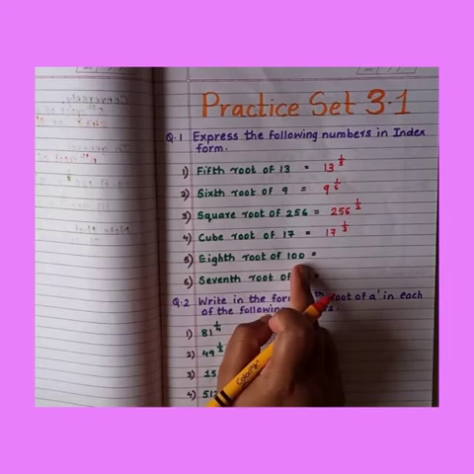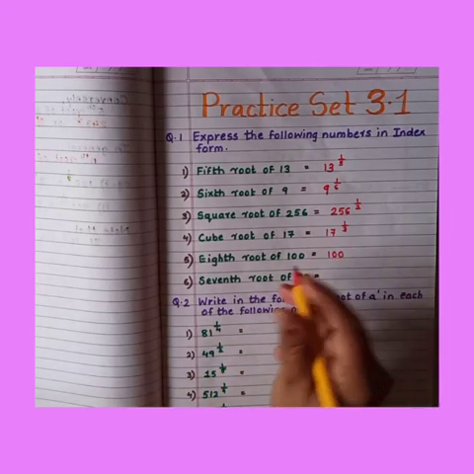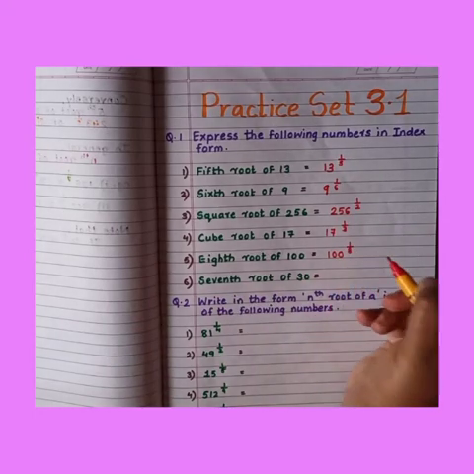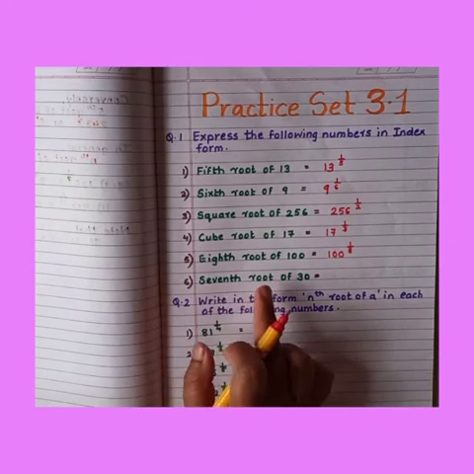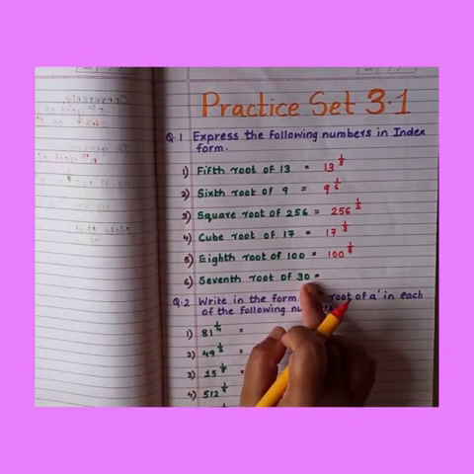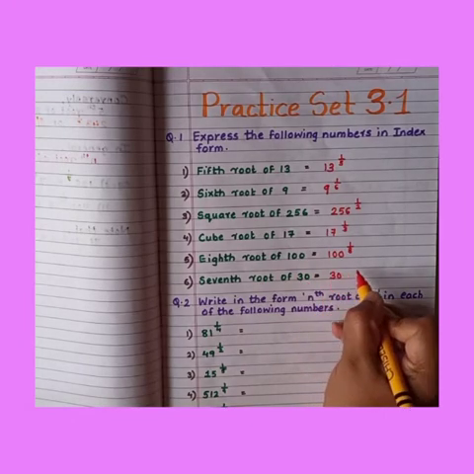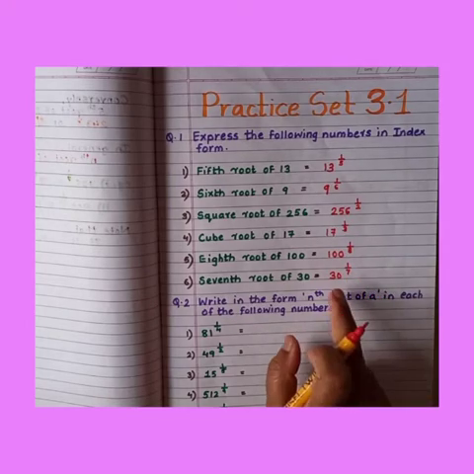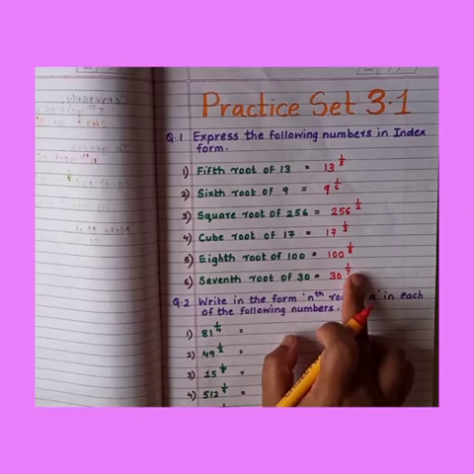8th root of 100. So, first 100. 8th root, that means raised to 1 upon 8. Got it, students? 7th root of 30. So, 30. 7th root means 1 upon 7. So, how will we read this number? 30 raised to 1 upon 7. Okay.